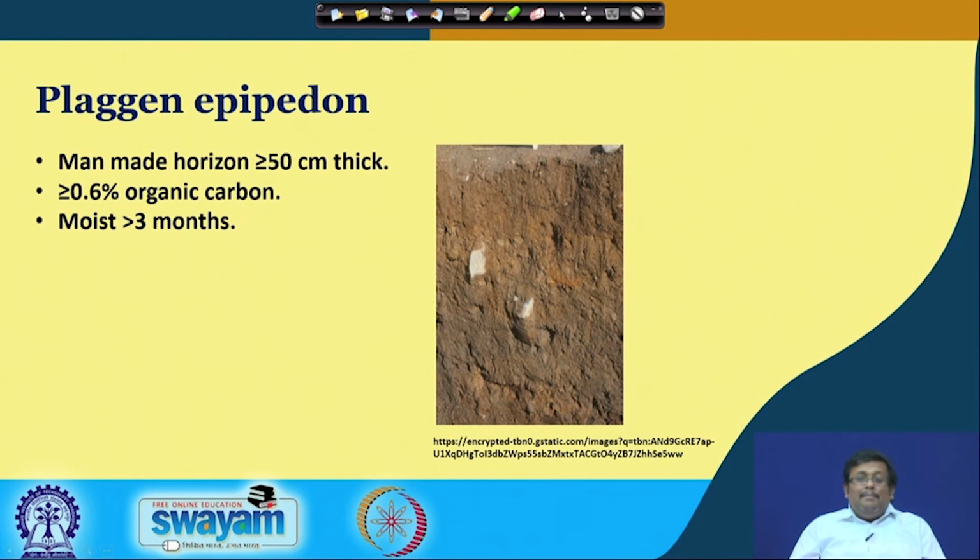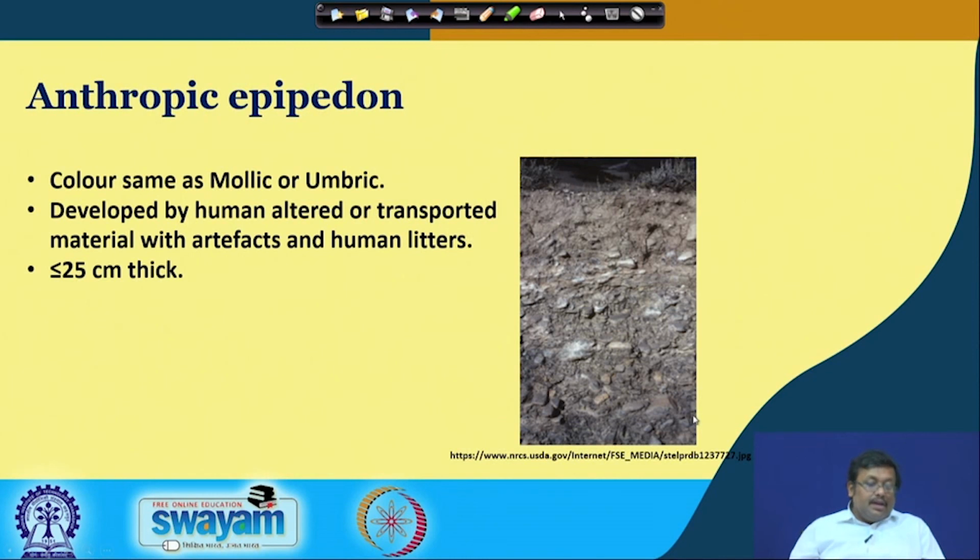The next one is called plaggen epipedon. Now, plaggen epipedon is a man-made horizon which is more than 50 centimeter thick, and it contains greater than 0.6% of organic matter, and it remains moist for 3 months. As you can see here, it is a plaggen epipedon, and obviously it is made due to human interventions.